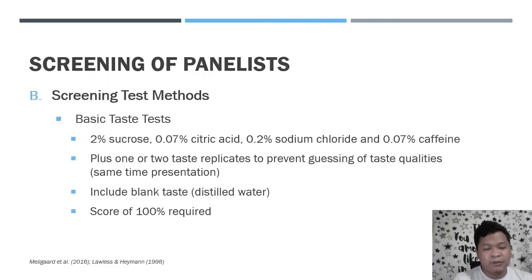Ganon. So one of the most common screening test methods done is for basic taste, similar to dun sa exercise 1 ninyo. Okay. So identification of basic taste lang ito. And the 100% score is required. Now, if you can't even tell sweet from sour at slightly lower concentrations, then you have a problem.